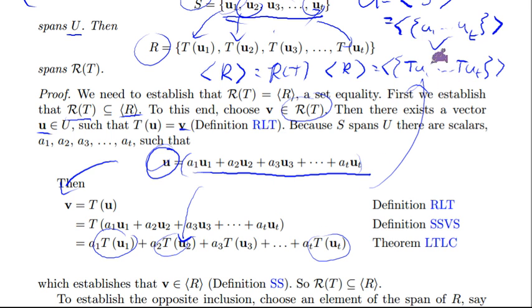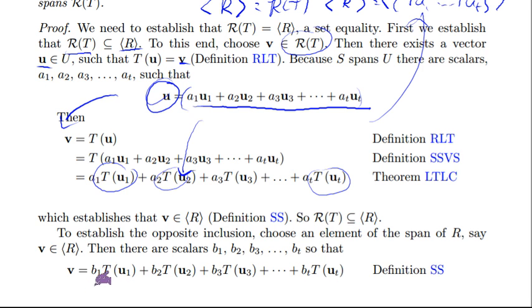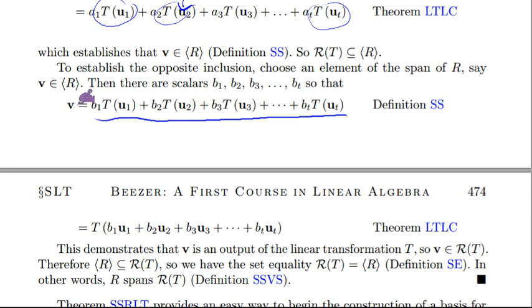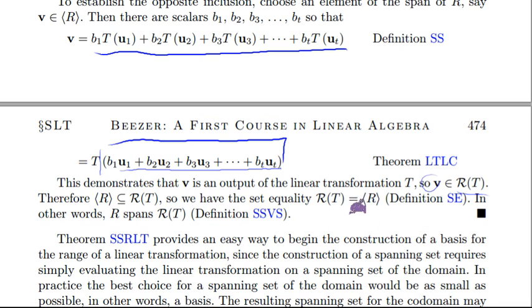On the other hand, if I have something that's in the span, I can write it in such a way. I can use the linearity property to show that v is T of this vector in U. Okay. So that means that this vector here is in the range of T. So we're fine. So v is in R(T). So we've shown both ways that the range of T is exactly the set that's spanned by R.